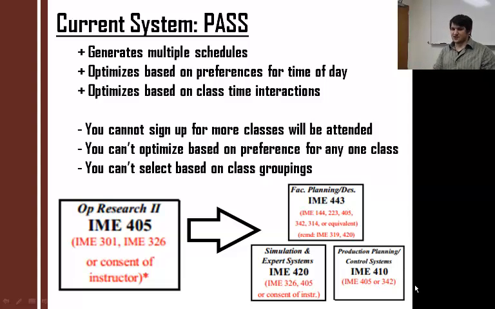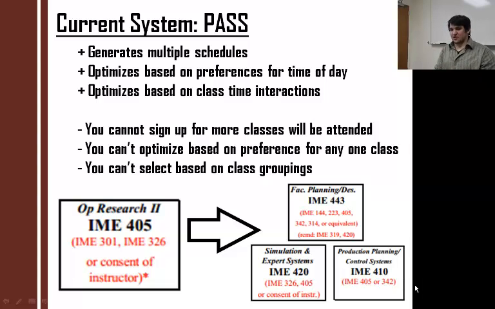You can't sign up for more classes than you'll be attending with PASS, which I intend to fix with these 9 class choices. You can optimize based on preference for any one class. To illustrate why that's important, I've included IME 405 in this little graphic at the bottom. You can see from the graphic that IME 405 is the prereq for 3 other classes. So it's important that you get it. But you can't tell PASS that I really want 405 unless you put 405 in. So with my new system, you would give 405 a value of 10, let's say, to say that you really want it. And the system would work with the other 8 classes to try and make 405 the best choice.